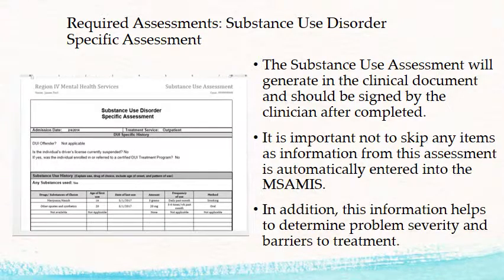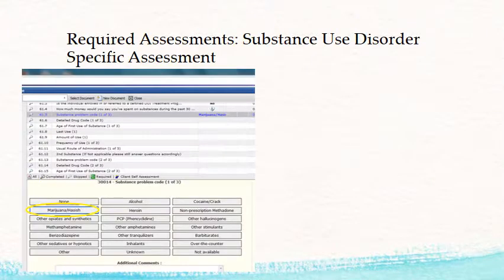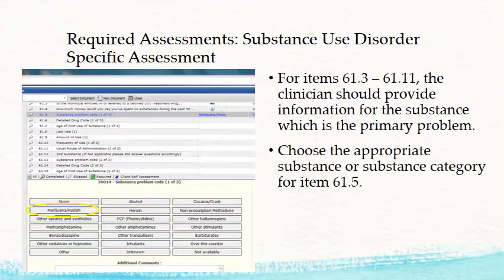Also, this information is helpful in determining problem severity, barriers to treatment, and helps us in developing an individualized treatment plan. So most of the items on the substance use disorder specific assessment are fairly straightforward. Make sure you don't skip any items. Ask the client each question and record their response. However, I did want to take some time just to go through a few of the questions that may be a little bit more difficult.